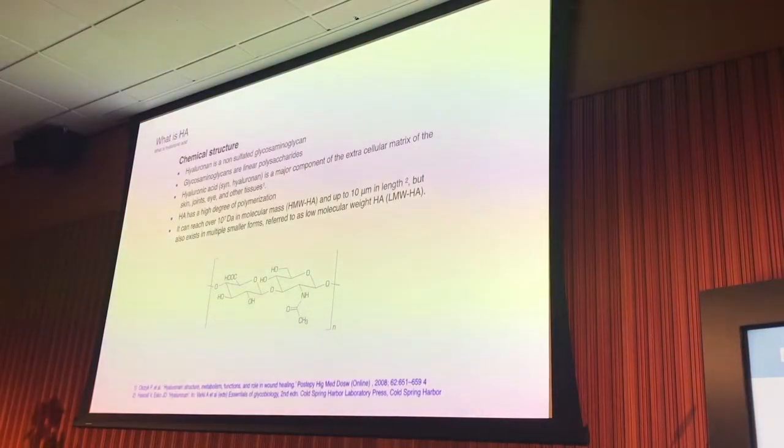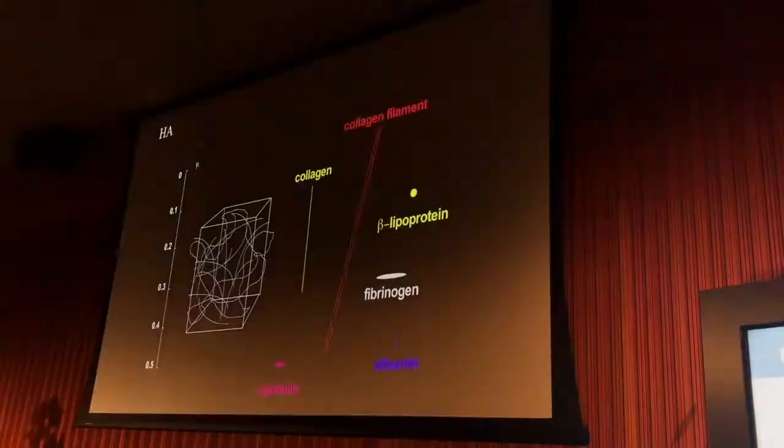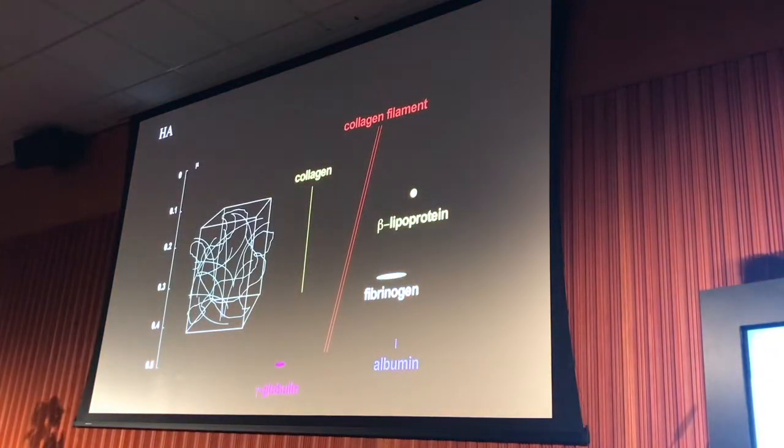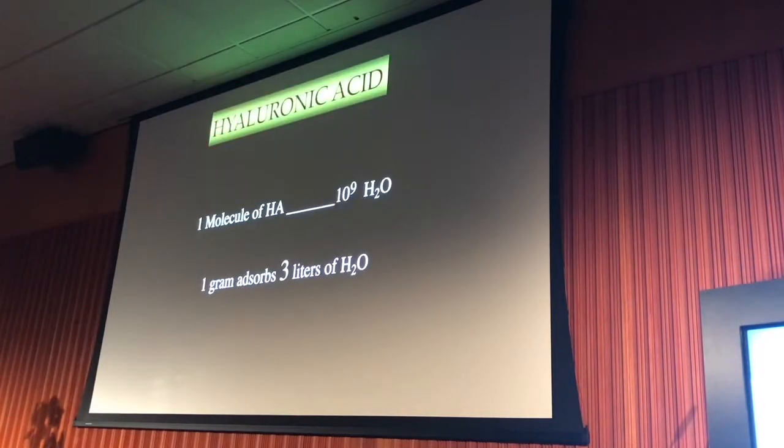Chemical structure, you know, it's a non-sulfated glycosaminoglycan. It's the only glycosaminoglycan that has no sulfate groups around. There's a reason for that, but another time. This is in chemistry, and it's in healing, it's in cell migration and many biological circumstances. So see the molecule of HA compared to collagen, fibrinogen, albumin, gamma globulin, it's huge. So huge that 1 gram absorbs 3 liters of water. So it has to do with some ingrowth of things like fluids, liquids, and cells.